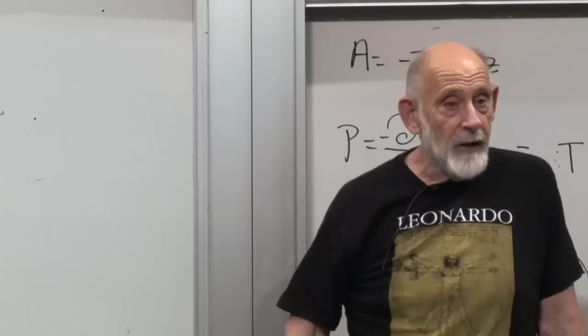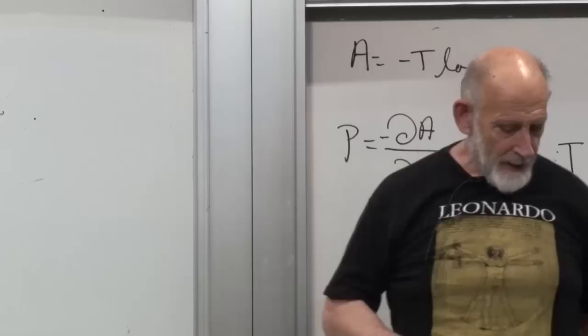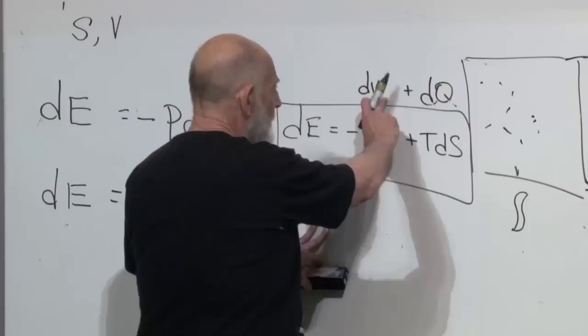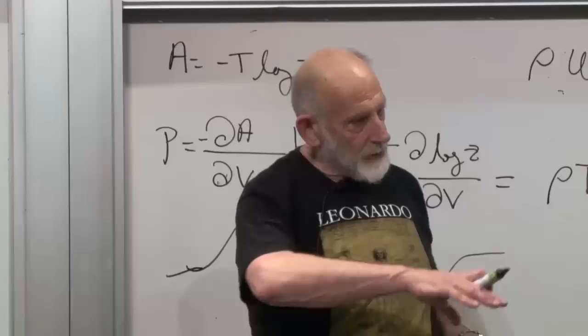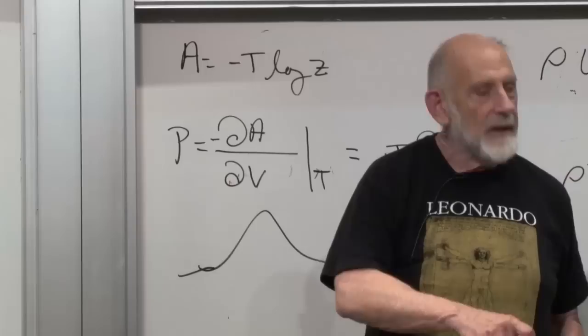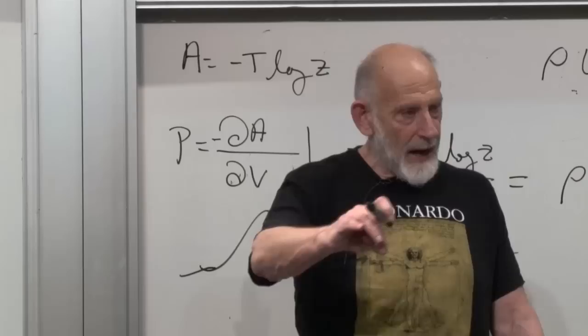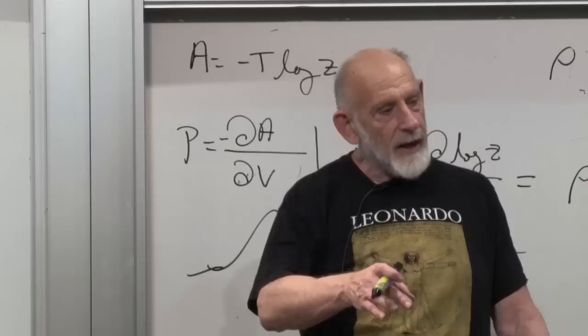And the answer is it depends on the path, but we're going to prove that. We're going to prove that dQ is not an exact differential, neither is dW. What is true is if you take a system through a cycle or a series of steps and come back to the same state, the total energy that you put into it is zero. You bring it around and come back to the same point, the energy will be the same, but the heat that you put in or the work that you take out or whatever will depend on the route that you took.